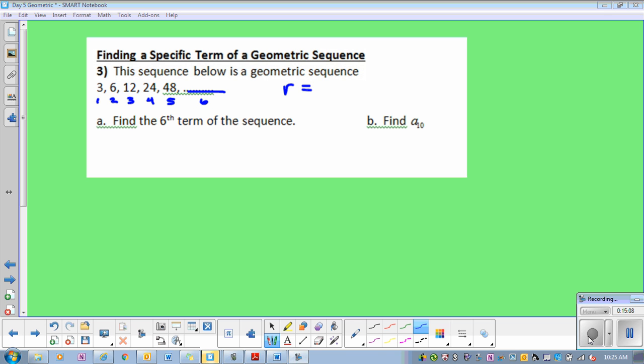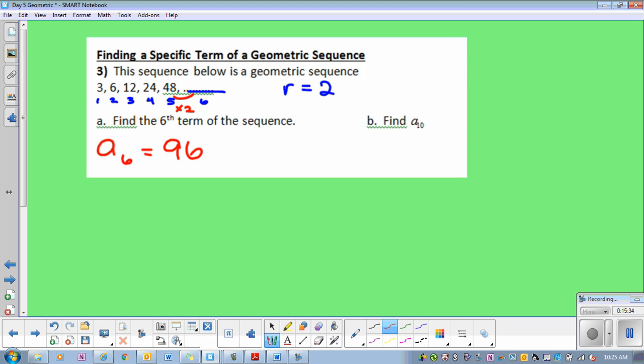Or you can work backwards. 24 divided by 12 is 2. 12 divided by 6 is 2, right? R is 2. So then, what does that mean? What is my next number? Times 2, which is, what's 48 times 2? 96.